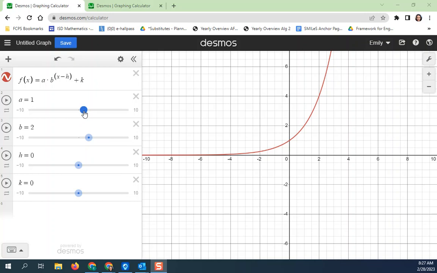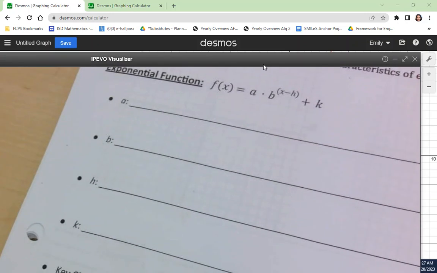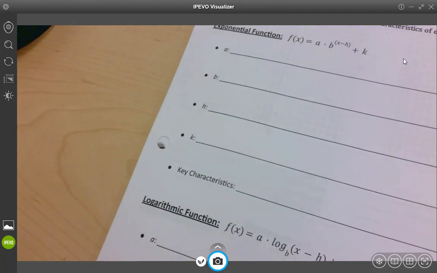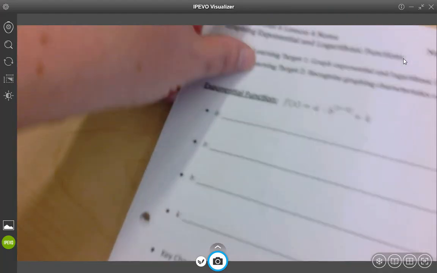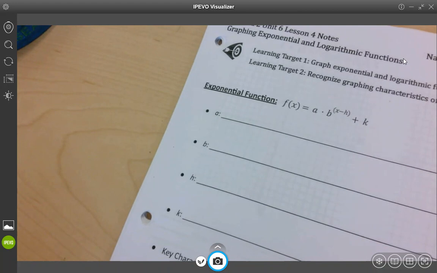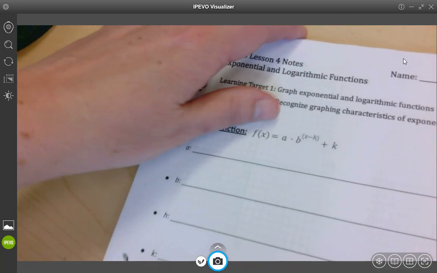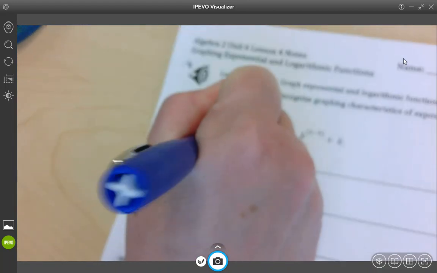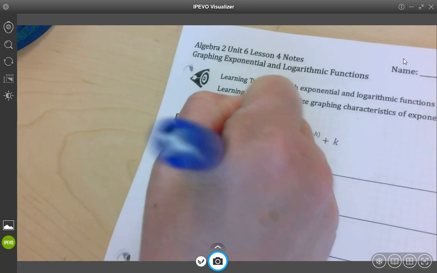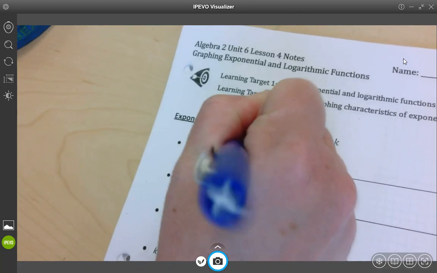So as A gets bigger, you can watch it get taller and taller and taller. And then when A turns negative, it reflects. So let me put it back at its starting position, and we'll write that on our paper. Okay? So that taller and taller is a vertical stretch, okay? So if A is greater than 1, we have a vertical stretch.